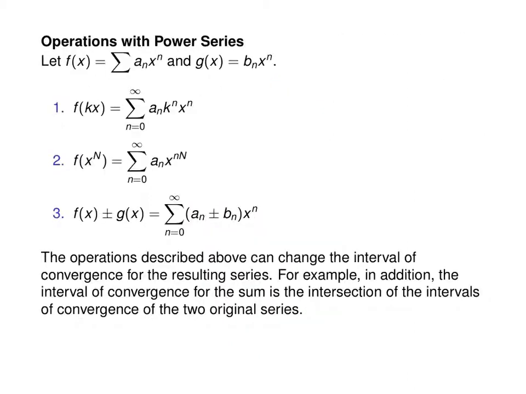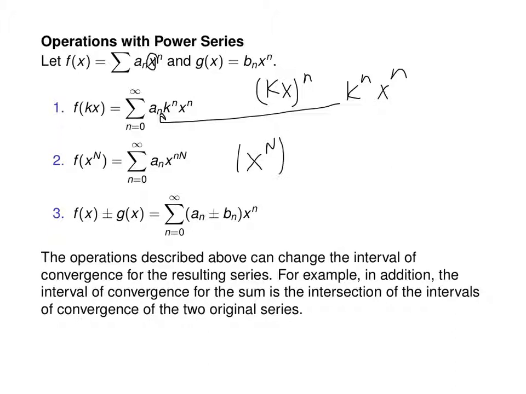Now suppose we have two convergent power series. Here are some operations that you can do with them. You can put a constant inside of the function, and that kx can replace this x to the n, and you'll have kx to the n giving you k to the n, x to the n, as you see here. You can insert something to the nth power, so you'd have x to the capital N to the lowercase n, those powers multiply, giving you x to the capital N lowercase n. And you can also add two series together. But just be aware that these operations can change the interval of convergence.